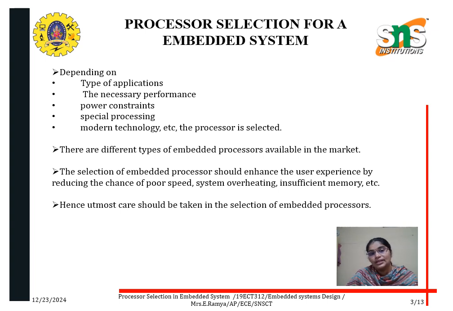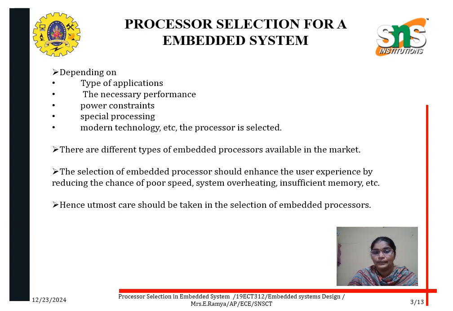So what does the processor depend on? It may depend on the types of applications, the necessary performance, power constraints, special processing, and modern technology. Then the processor is selected. There are different types of embedded processors available in the market.